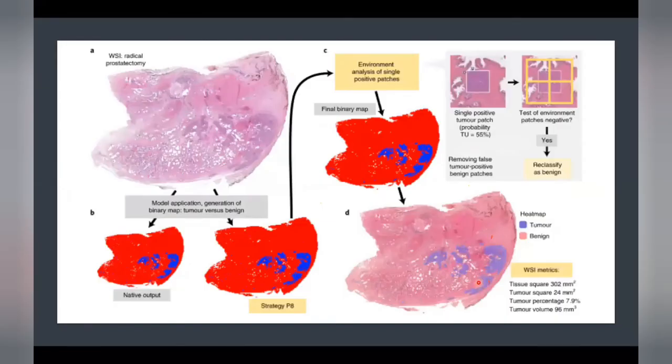And this is the quantification of tumor zone in radical prostatectomy. You can see that the tumor area is clearly labeled by the algorithm. This is the non-tumor area, and this is the tumor area. And the area also is calculated. This is how much the tumor is. So you can actually quantify the tumor.